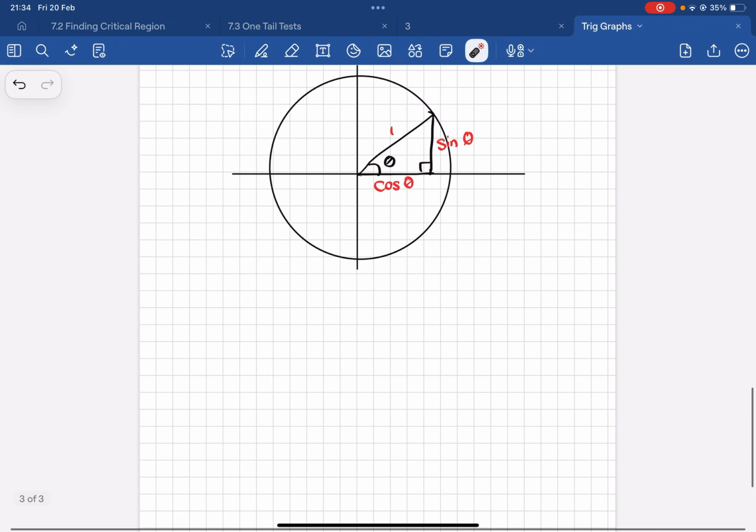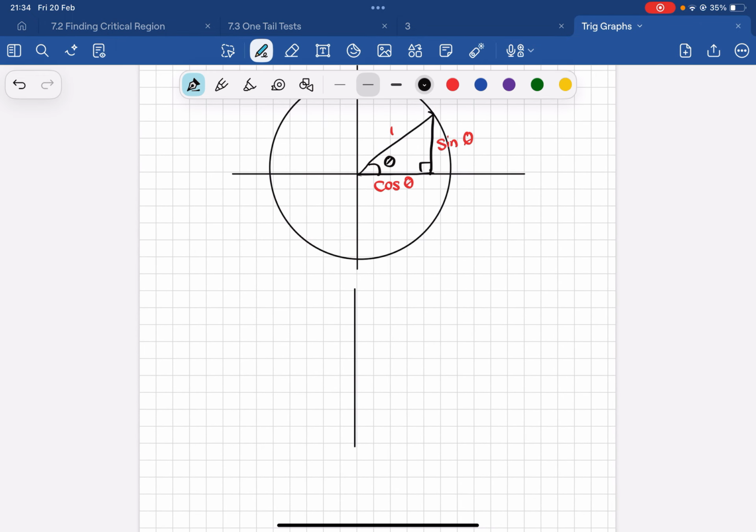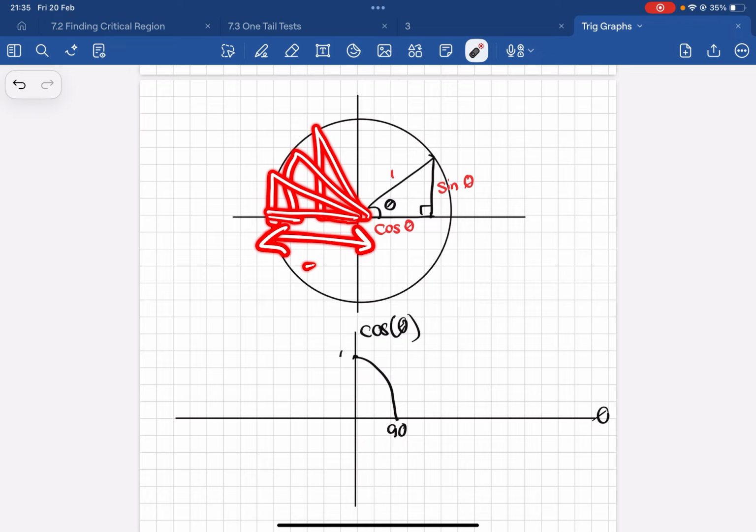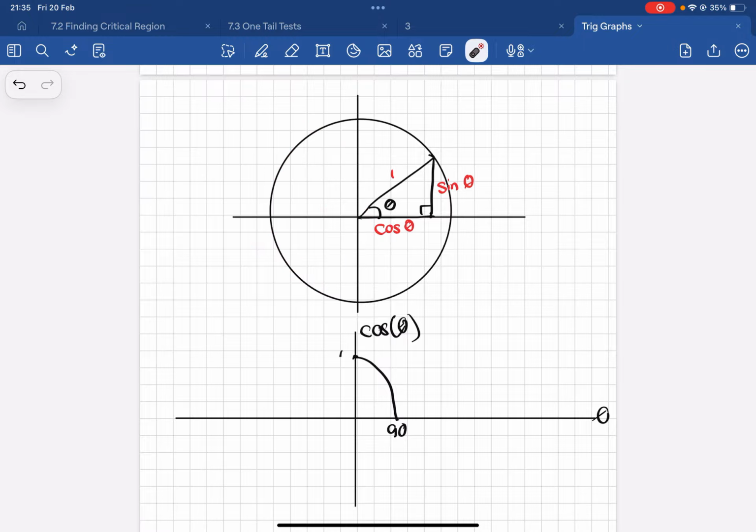So let's just sketch that. Cos theta on our y, theta on our x. So start off with 1, and go towards 90, which gives us cos 90 as 0. Now from 90 to 180, well, width of 0, then less than 0, we're moving into the negatives, up until 180, minus 1. This is minus 1 from the origin.